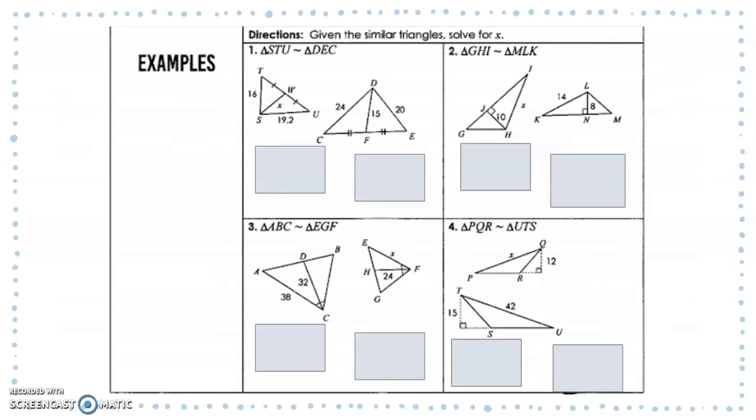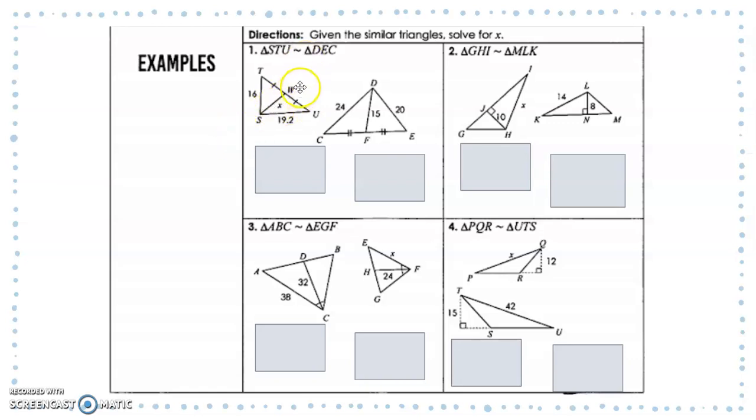Looking at example number 1, they told us that we have similar triangles. So this little squiggle right here means that I have a similar triangle. So STU and DEC are similar. We can still match up our points using the way we did for congruent triangles. And we want to figure out the value of x.